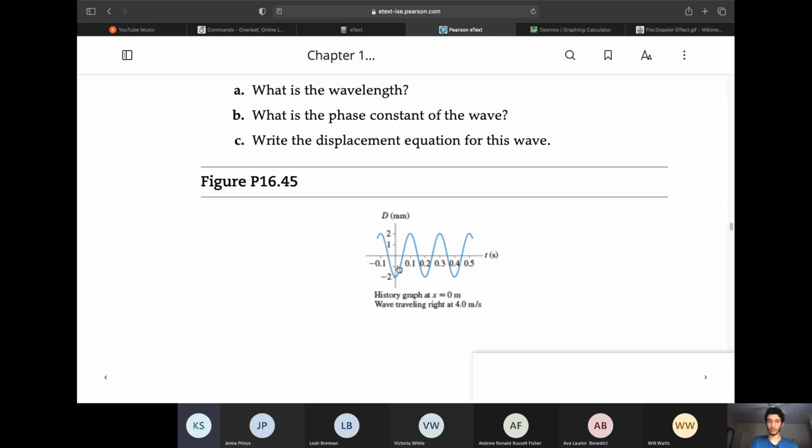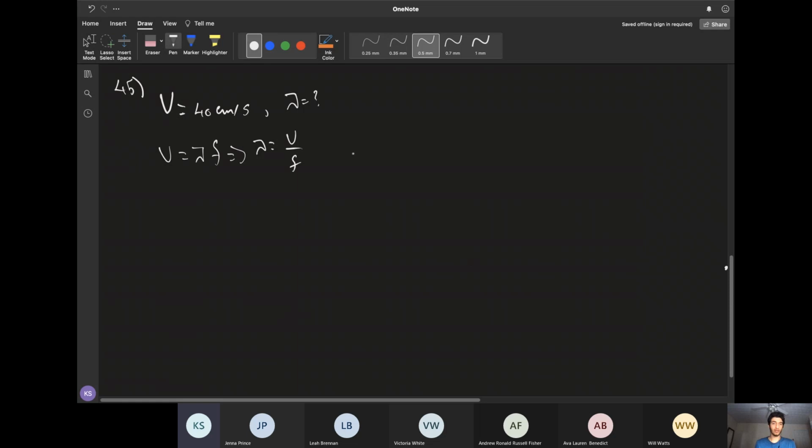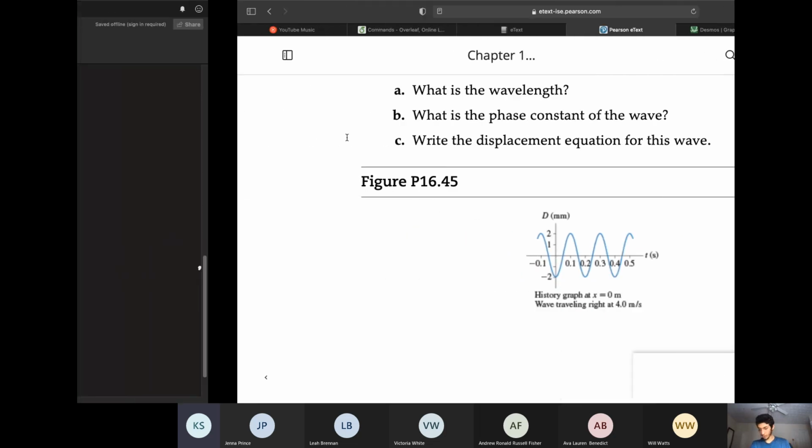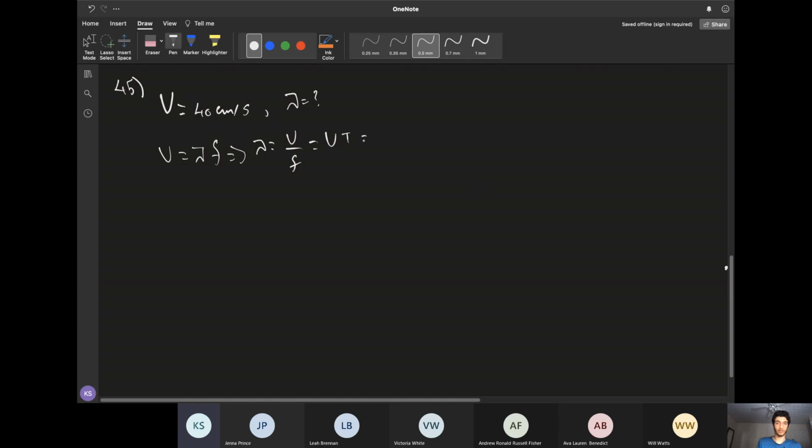Okay, this is time. So how long does it take the wave to complete a full cycle? That's your question. That would be your period, and from your period you find your frequency. I didn't even need the frequency. You can just do vT, because one over frequency is the period. So 0.2, yes indeed. Then you would have 40 centimeters per second multiplied by 0.2 seconds, which is equal to 8 centimeters. So this is your wavelength.